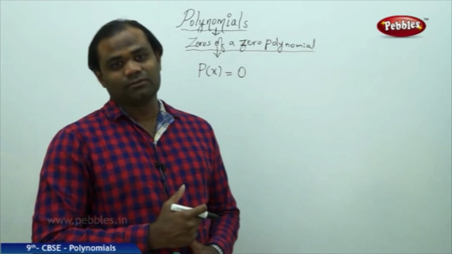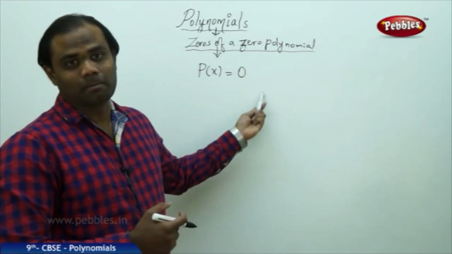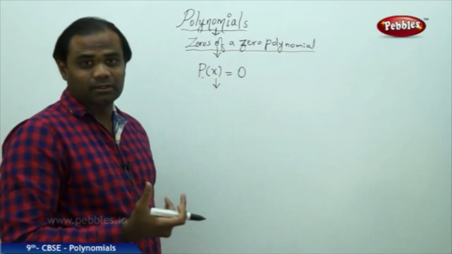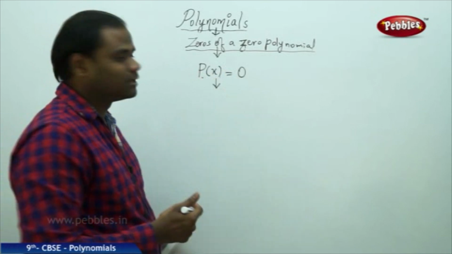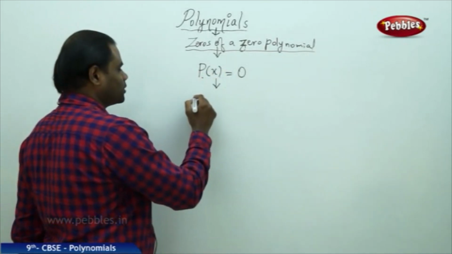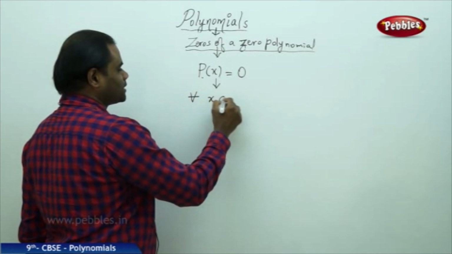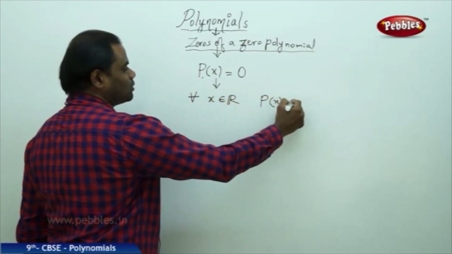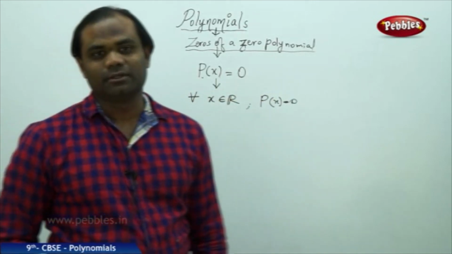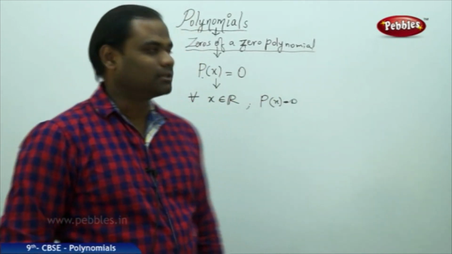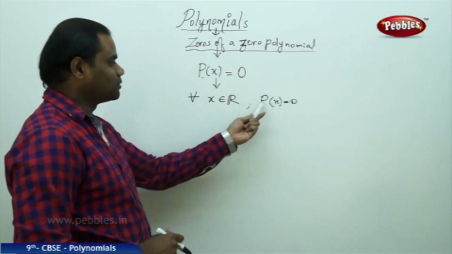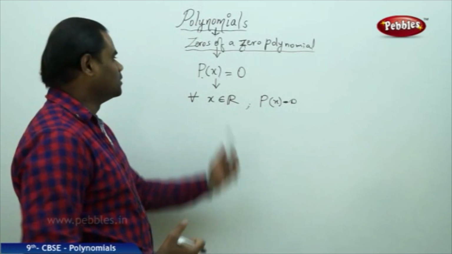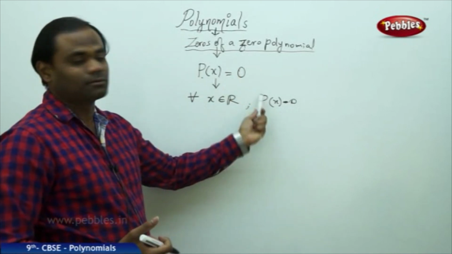For this zero polynomial, I need to find the zeros, which are the values of x for which p of x equals 0. Now, the zero polynomial being p of x equal to 0 itself, I have all x belonging to R. For all x belonging to real numbers, the zero polynomial does not lose its definition. It must be p of x equal to 0. Therefore, for every x belonging to R, p of x is 0, or for any x replaced with any real number, I get the value to be 0.